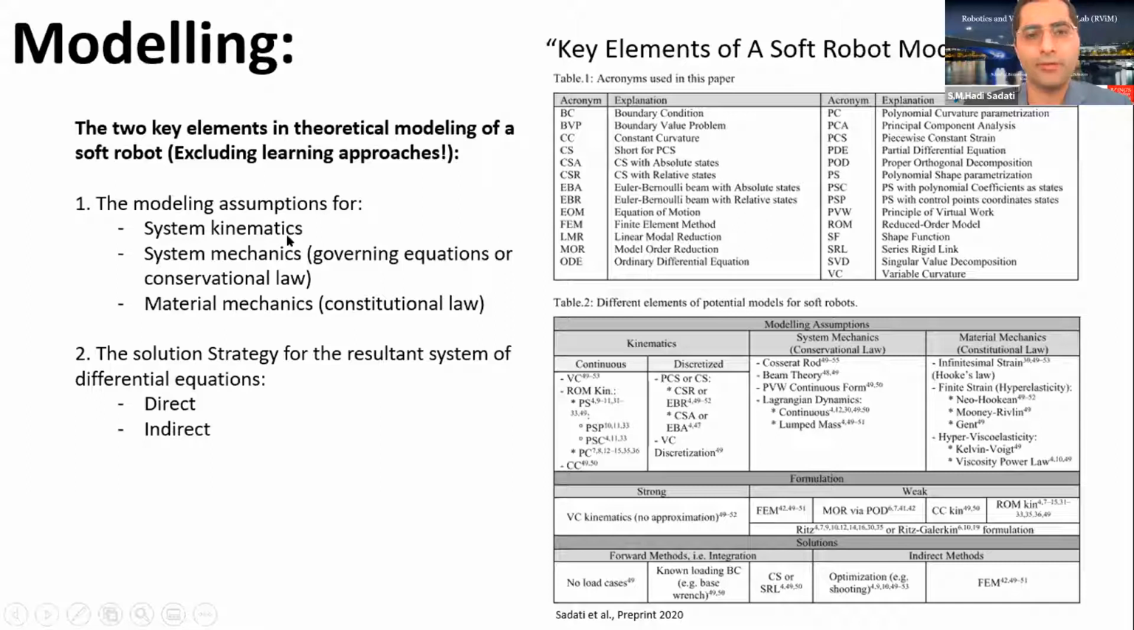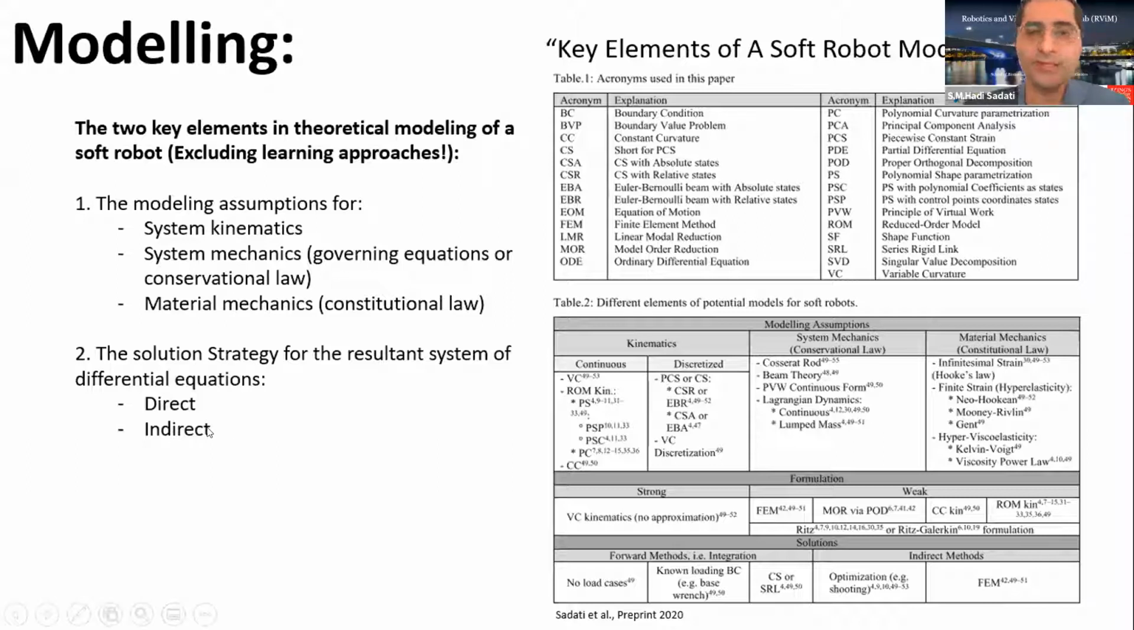You have to define your kinematics, system mechanics, or governing equations, basically conservation laws, and material mechanics, constitutive laws. System kinematics is like if you discretize, reduce order, etc. System mechanics is like if you go for Cosserat rod, Lagrange, and material mechanics is like if you consider Neo-Hookean, Hooke's law, Gent models for the material, etc.